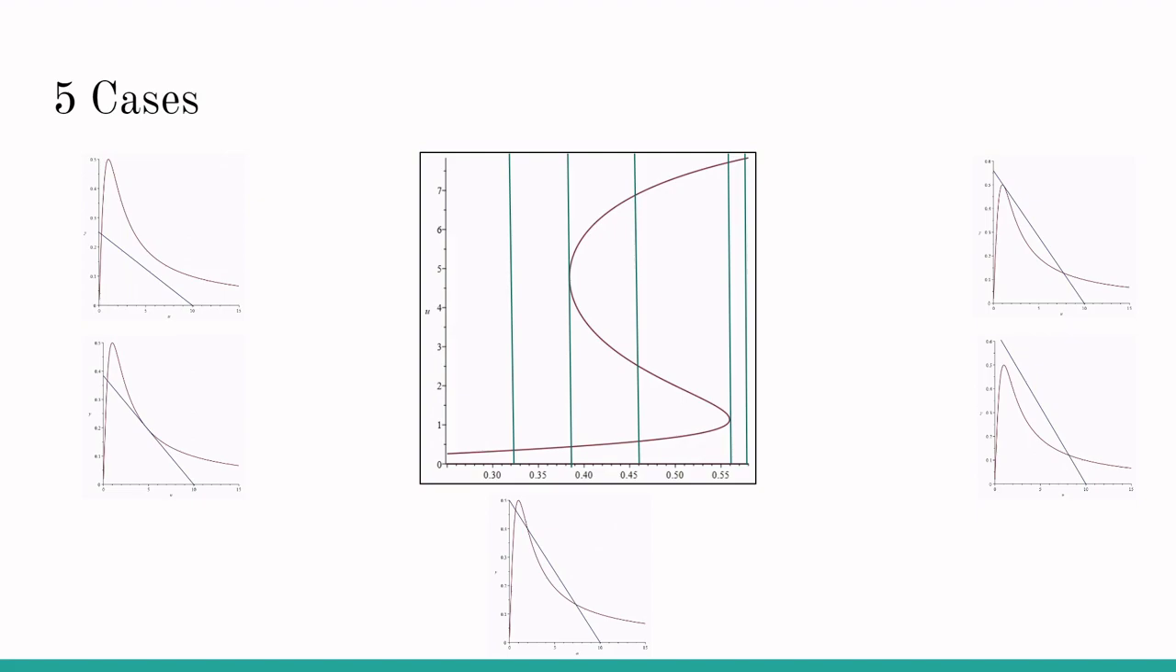And then, once it intersects it twice, that creates a second case. And then, anytime it intersects it 3 times, that's case 3. And then it intersects it twice again, which is case 4. And then, at the end, it just intersects it 1 time again, which is case 5.